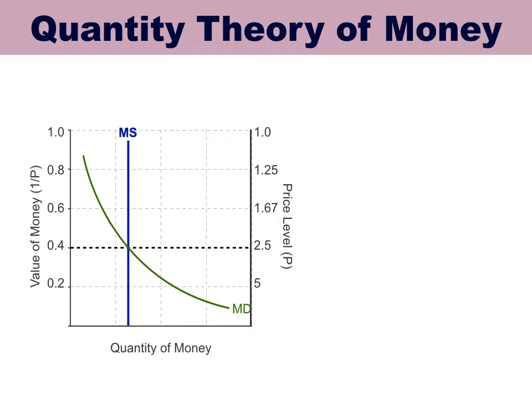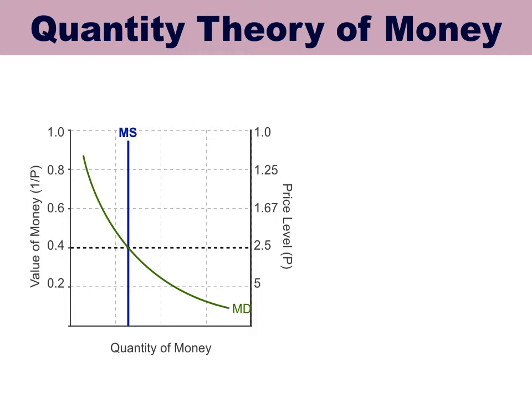We see on the left-hand side of this graph, we've got the value of money, 1 over P. How much does money cost? 1 per dollar. Right? So that's how we can interpret that. And then on the right side, we have the price level. And notice that the price level decreases as we go up the axis.